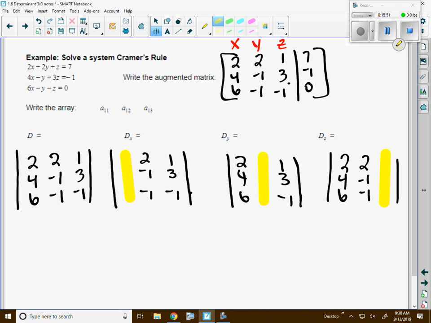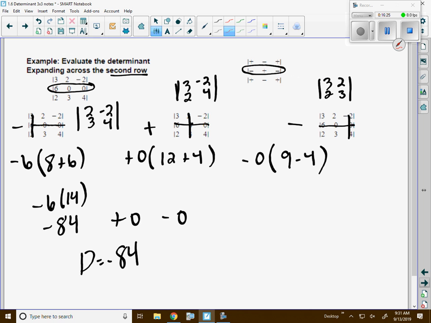Good deal. What do you think we're going to replace those columns with? The last one, 7, negative 1, 0. So those open columns is where you put in the 7, negative 1, 0. Now you have all four determinant setups. And now we would do this process on each one. But we'll just get your calculator, so get your calculator out.